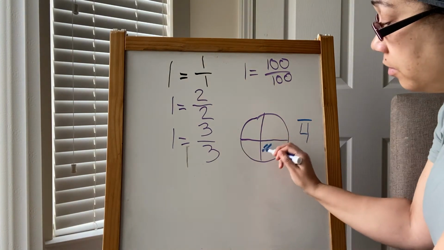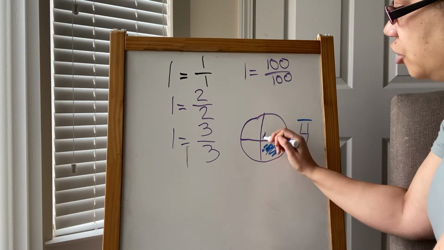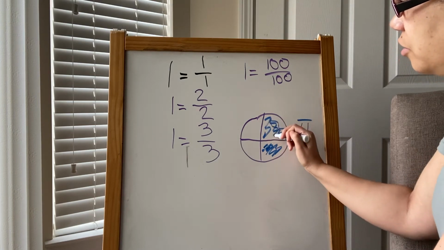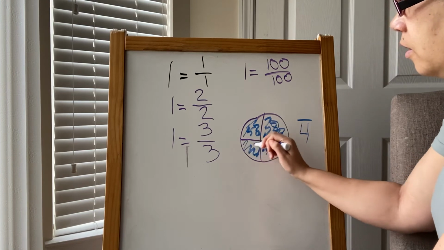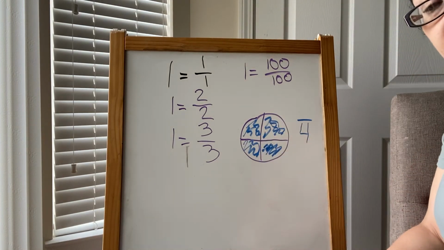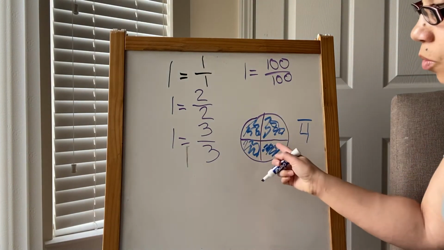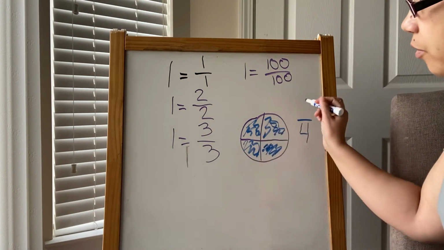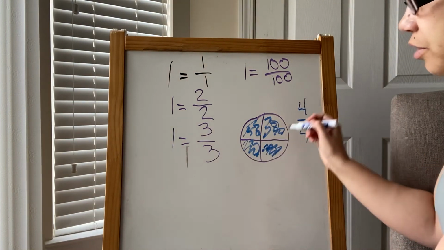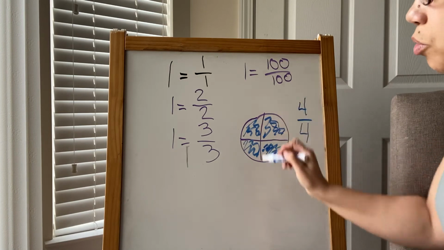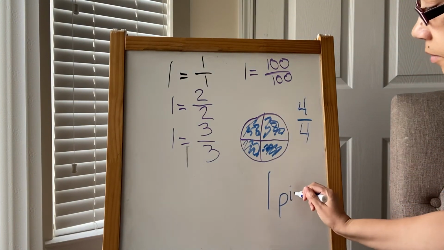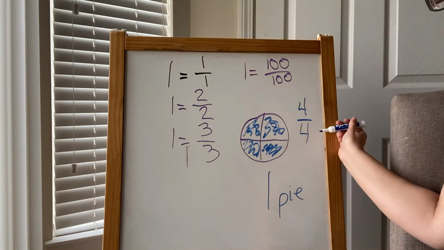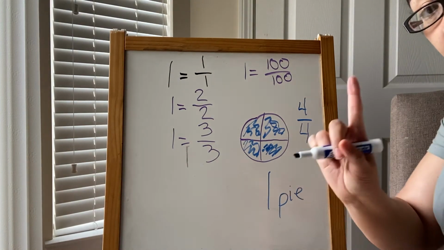Now, I'm just going to shade these in for you like I usually do. Now, how many pieces are shaded out of that whole? 1, 2, 3, 4. The entire thing is shaded. But this is still only 1 pie, okay? But that 4 out of 4 represented that 1.